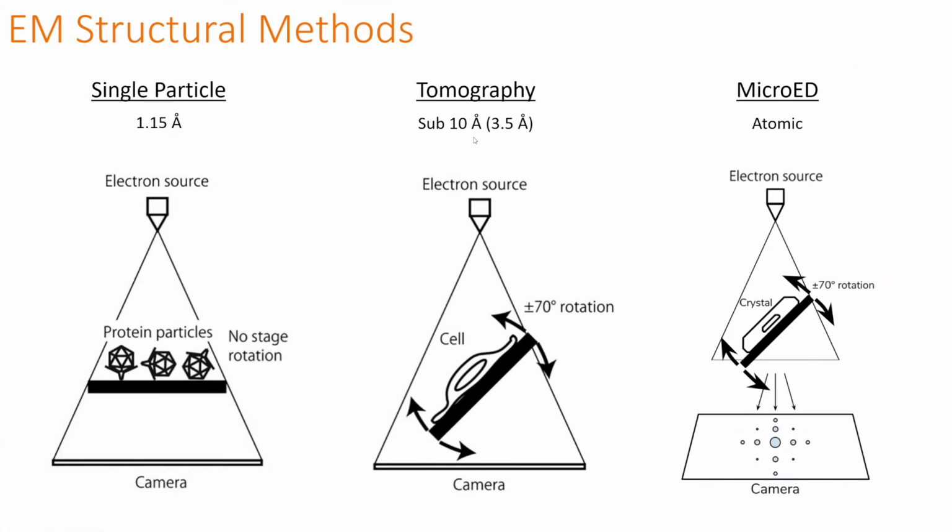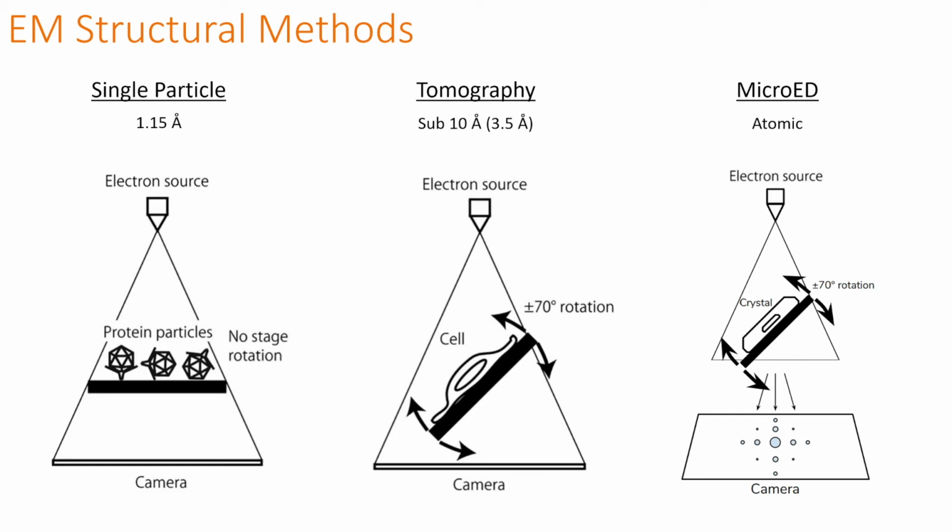The three modalities of EM in focus at the center are single particle, where many copies of identical or nearly identical particles can be produced and imaged. From the thousands of images of these particles, then we can get a three-dimensional structure at near atomic resolution. In fact, the highest reported in literature is at 1.15 angstroms.